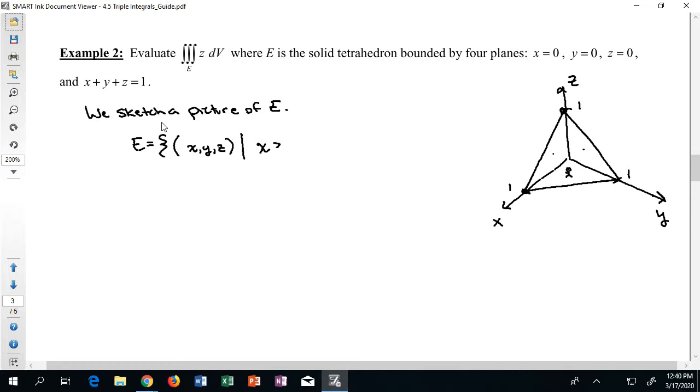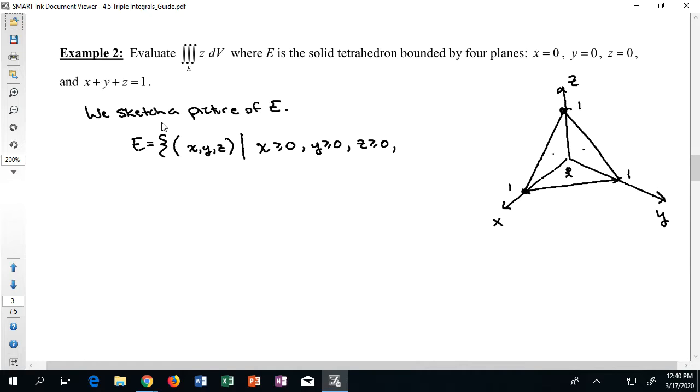Well, it seems like here, the smallest x-coordinate would be 0. X could definitely be greater than or equal to 0. Notice I could say the exact same thing about y and the exact same thing about z. I have to be in that first octant.